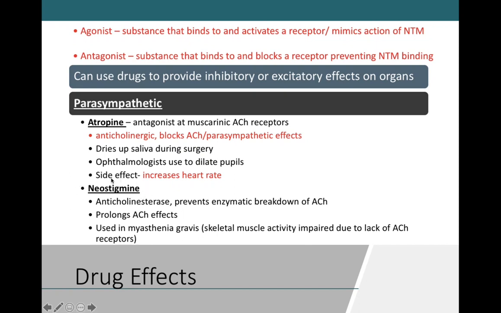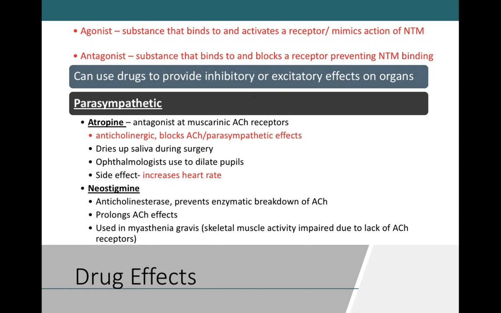Neostigmine is our other drug that affects the parasympathetic nervous system. Neostigmine's mechanism of action is actually binding to and inhibiting acetylcholinesterase. So ultimately, this will prevent the breakdown of acetylcholine in the synaptic cleft. We call this drug an anticholinesterase.